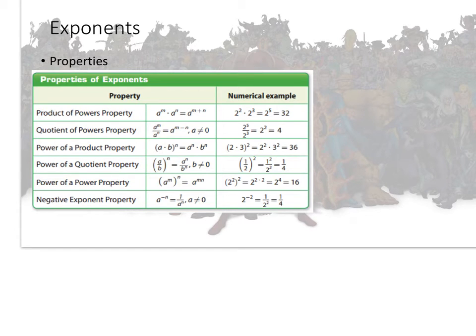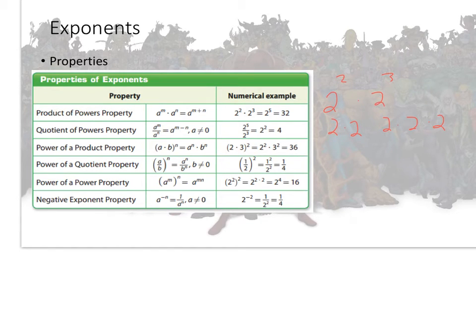Another way to think of it is like this. If you had 2 squared and 2 to the 3rd, if I wrote this out long way, this would be 2 times 2. And 2 to the 3rd would be 2 times 2 times 2. So how many do we have altogether? Well, we have 1, 2, 3, 4, 5. So that is 2 to the 5th power.